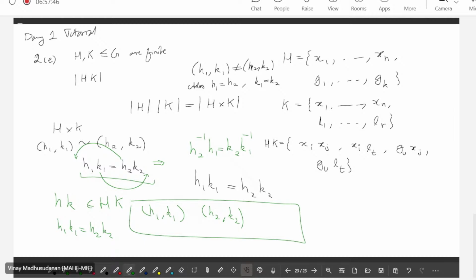But that means we know that this element is definitely in H. And this element is definitely in K. But if they are equal, that means this is there in H intersection K.